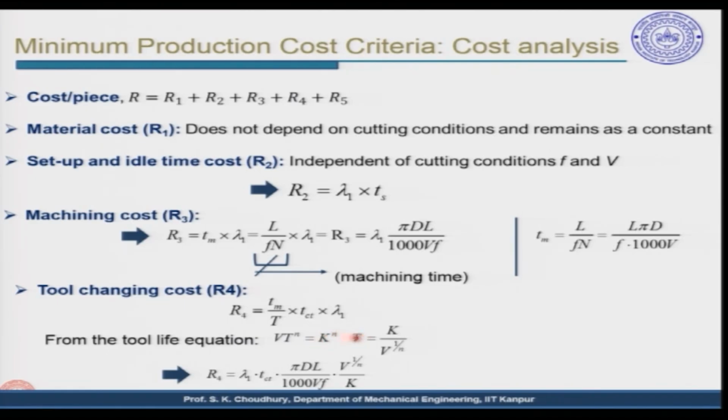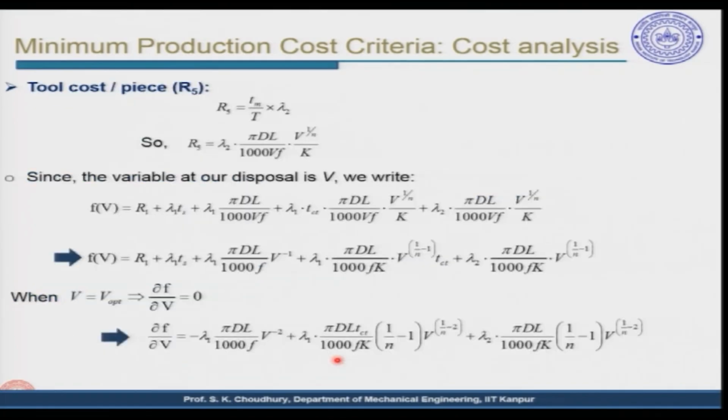From here we can find out that the tool life is equal to k, some constant, divided by V to the power 1 by n, where V is the cutting velocity. Now, therefore, R4, if we put the value of T, which is k by V to the power 1 by n, will be this expression. Here we will be considering only the cutting velocity V.